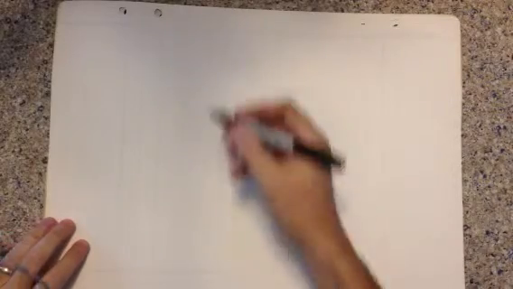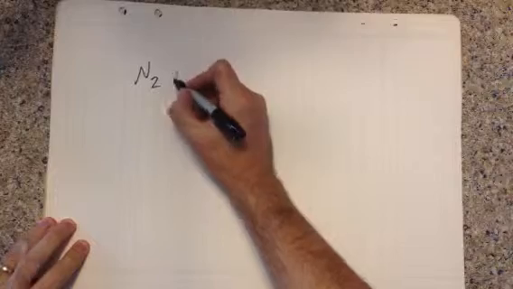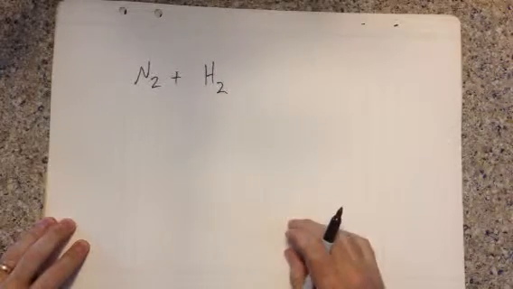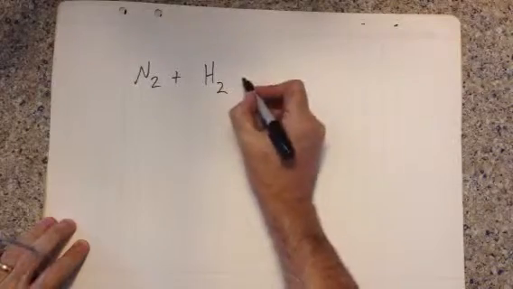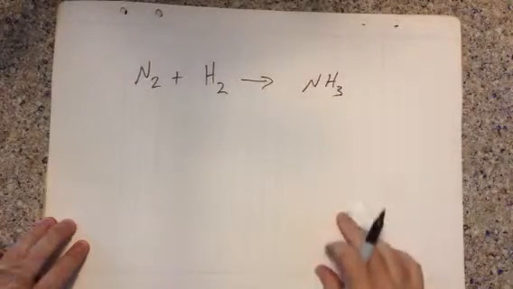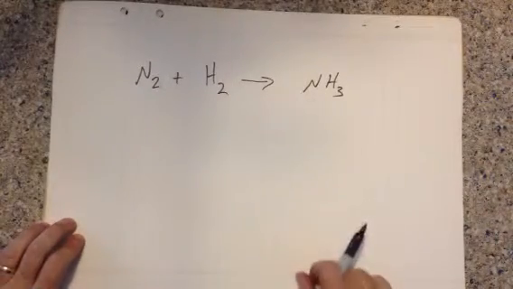Okay, let's try balancing a simple chemical equation. The chemical equation we're going to balance here is nitrogen gas. It's a diatomic gas. It's N2. And hydrogen is also a diatomic gas. Its formula is H2. And the product from this reaction is NH3. That's ammonia.